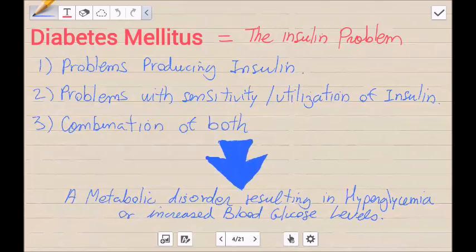Diabetes mellitus is the insulin problem, and there are usually 3 factors that affect this. Number 1 are the problems producing the insulin itself. Number 2, the body has a problem with the sensitivity and how to use the insulin. And number 3 can be a combination of both. So what this leads to is a culmination into a metabolic disorder that results in hyperglycemia or high blood sugars.